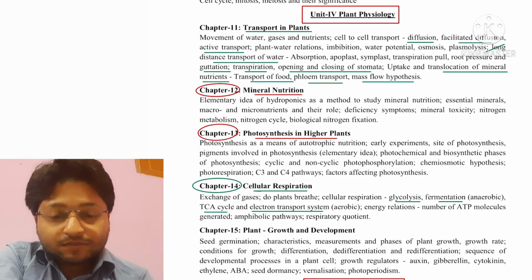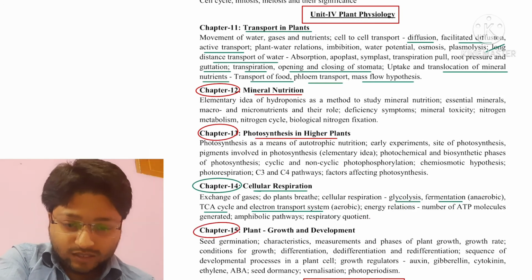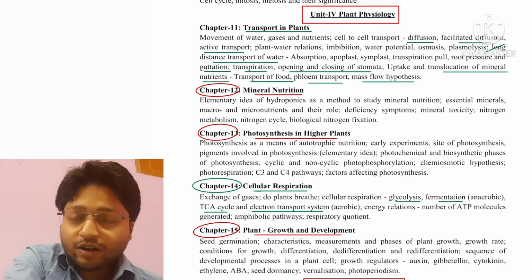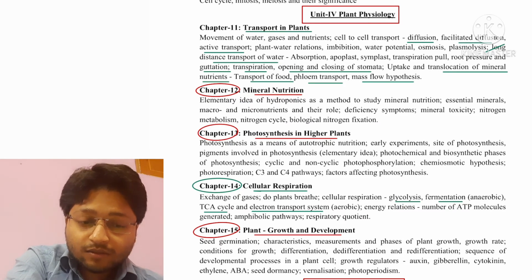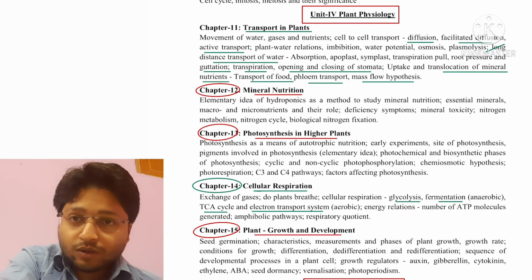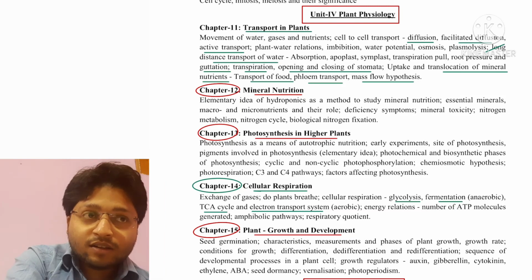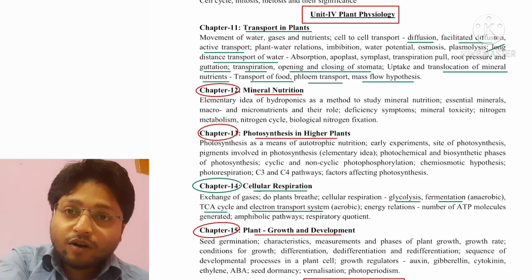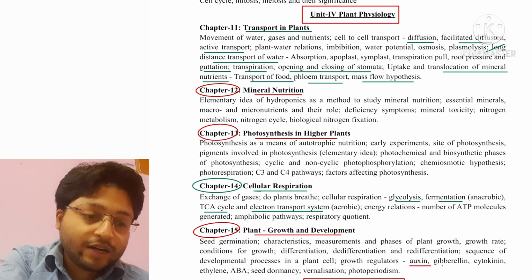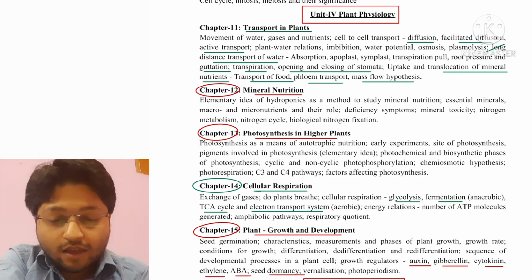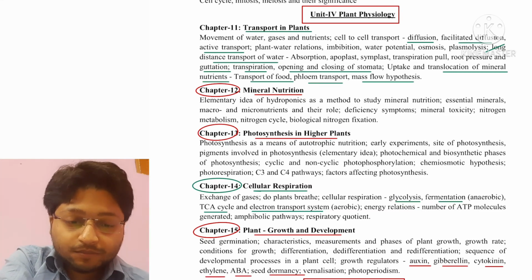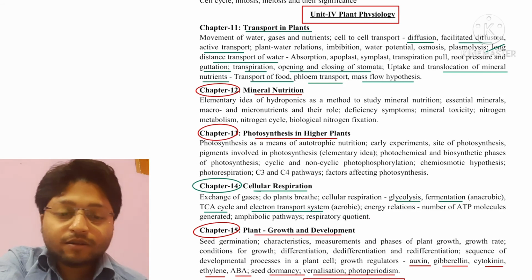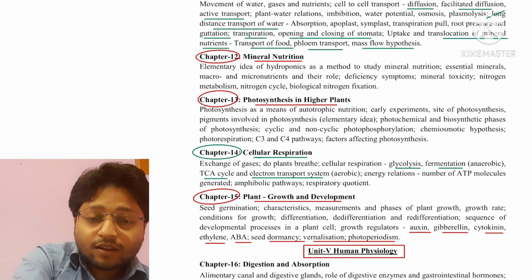Okay, in the next chapter, chapter number 15, plant growth and development. In this chapter you will know the plant growth and different plant growth regulators. That means the different plant hormones that are helpful for plant growth, like auxin, gibberellin, cytokinin, ethylene, abscisic acid, etc. Okay, vernalization, photoperiodism, etc.